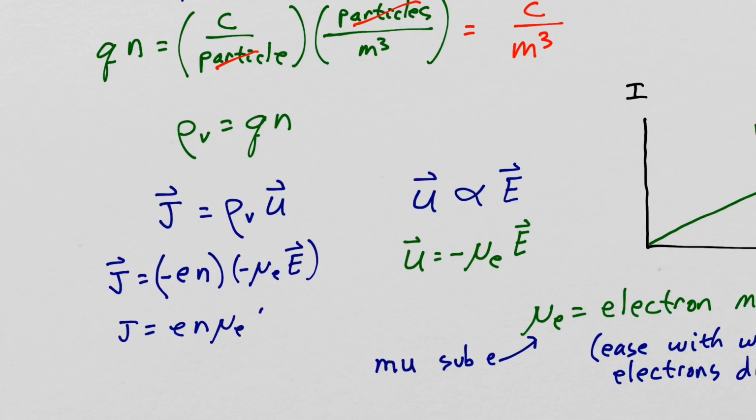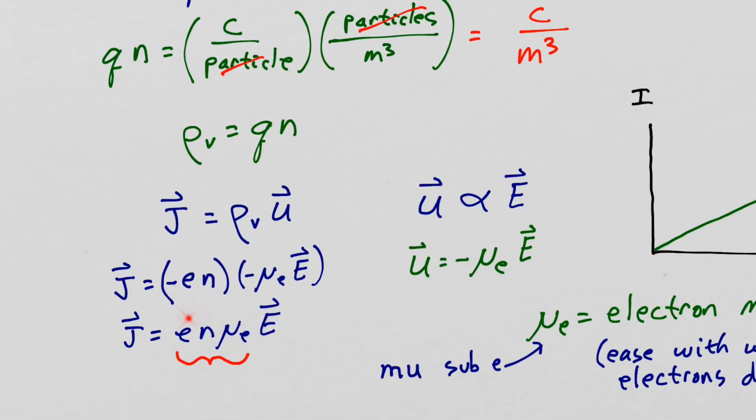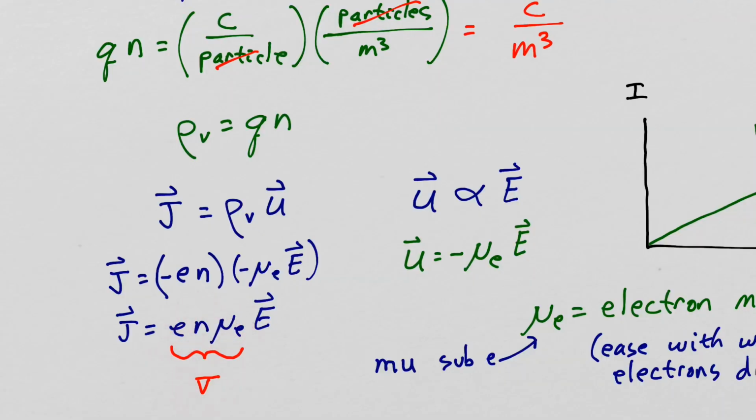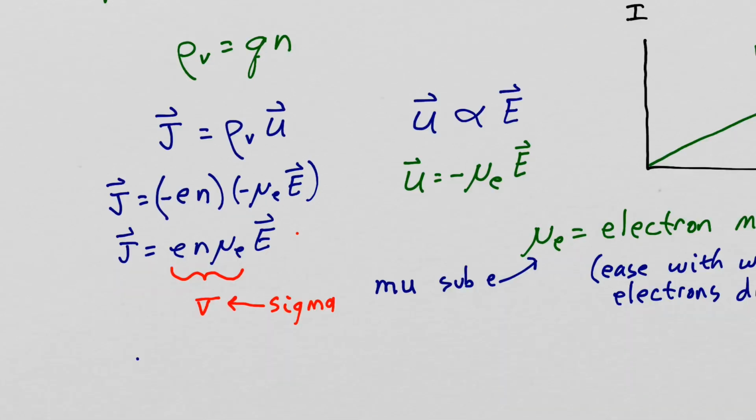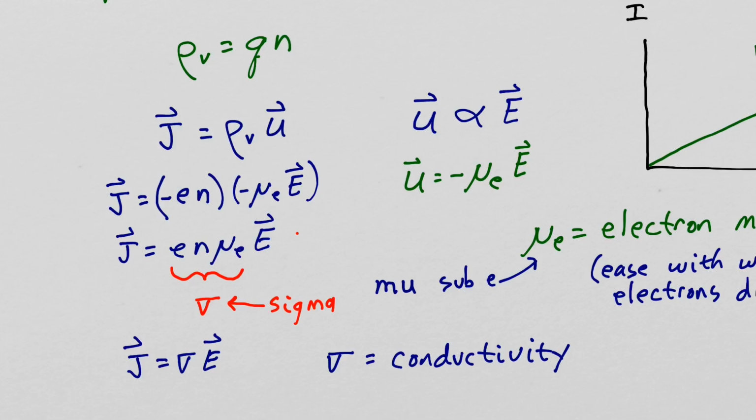For a given material, this quantity is a constant: the magnitude of the charge on an electron, the density of the conduction electrons, and the mobility of the electrons in the material. The product of these three terms we're going to call sigma. So the current density is equal to sigma times the electric field intensity, and sigma is called the conductivity of the material. This equation is referred to as the point form of Ohm's law.